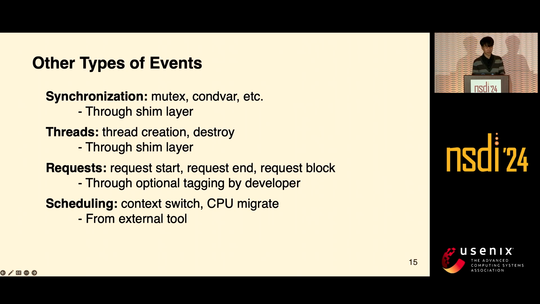Other than the function latency events, LDB records other types of events to better analyze the relationship among the latency events, including the synchronization events, thread events, request events when the request tagging is provided, and the scheduling events by the OS scheduler. Please refer to the paper for more details on which types of events LDB is collecting.